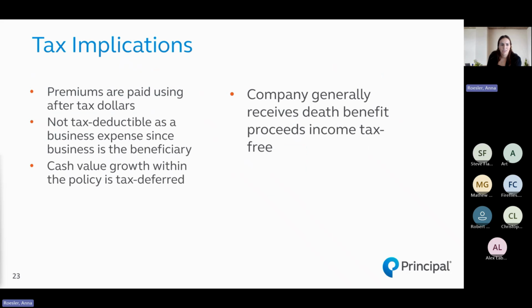The tax implications of a business doing this type of plan are the premiums are paid with after-tax dollars. It is not tax deductible as a business expense, which is something I find is important to clarify. People don't always understand this and think it might be. But because the business is the beneficiary, they're getting the tax-free death benefit, it cannot be tax deductible for them. The cash value growth within the policy is tax deferred, and the company receives the death benefit proceeds income tax-free.